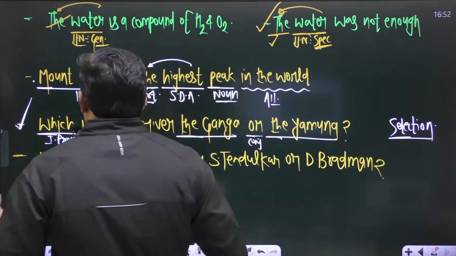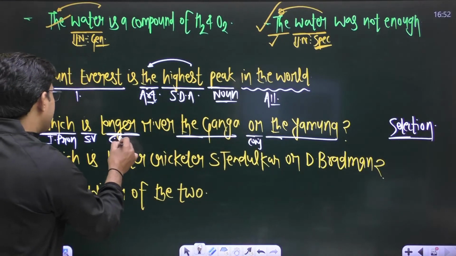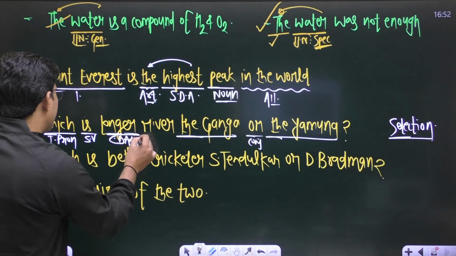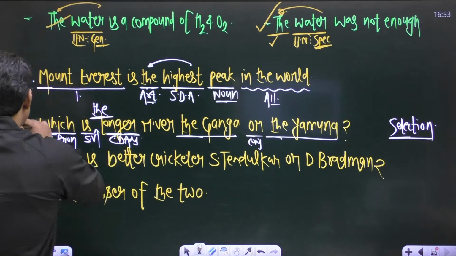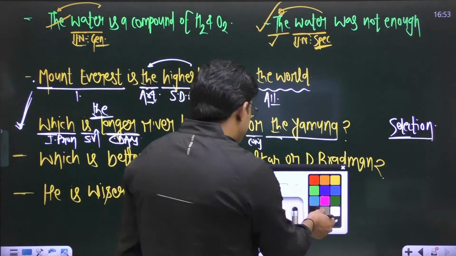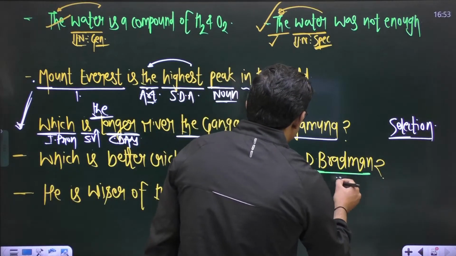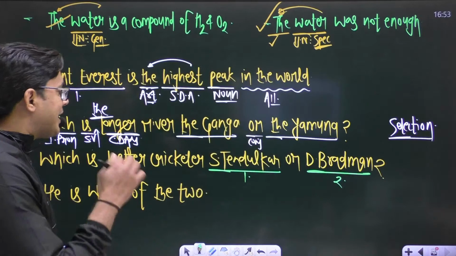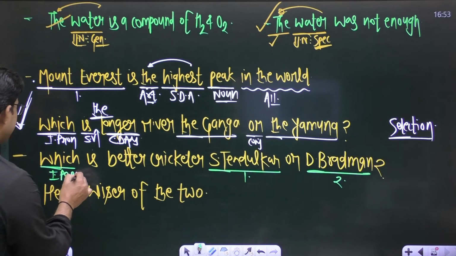Okay, and make sure that in case of selection we are talking about two. An adjective of comparative degree will be there, and before this adjective you have to use article the. The sentence will be, which is the longer river, the Ganga or the Yamuna. The same thing happens in the second sentence. We are talking about two, S. Tendulkar, D. Bradman, right? This is an interrogative pronoun before the verb is, right?